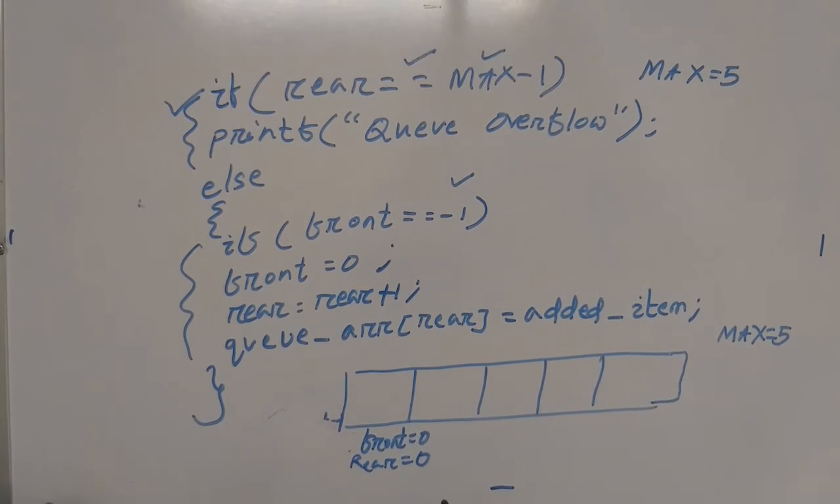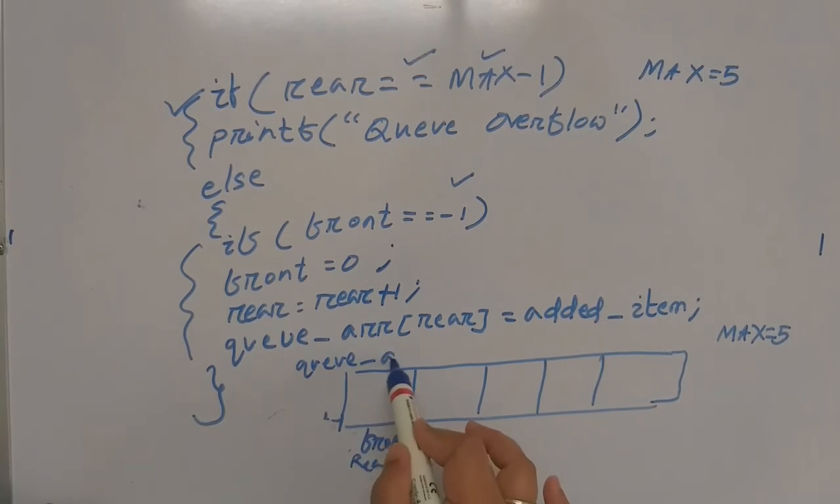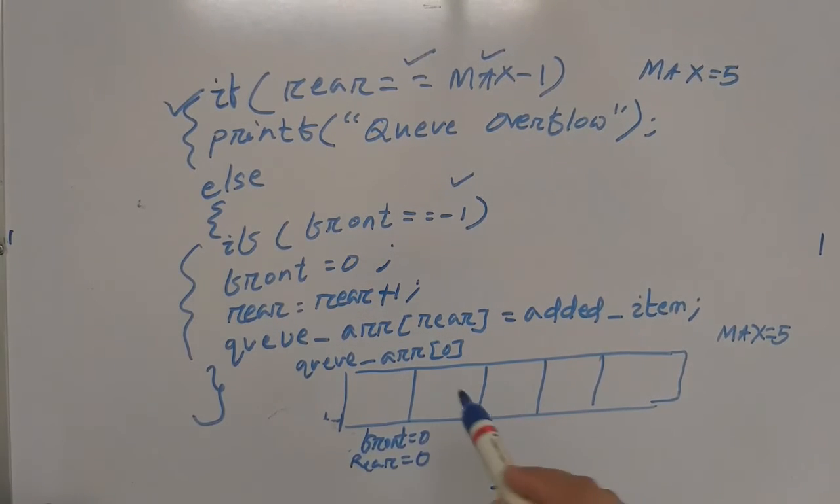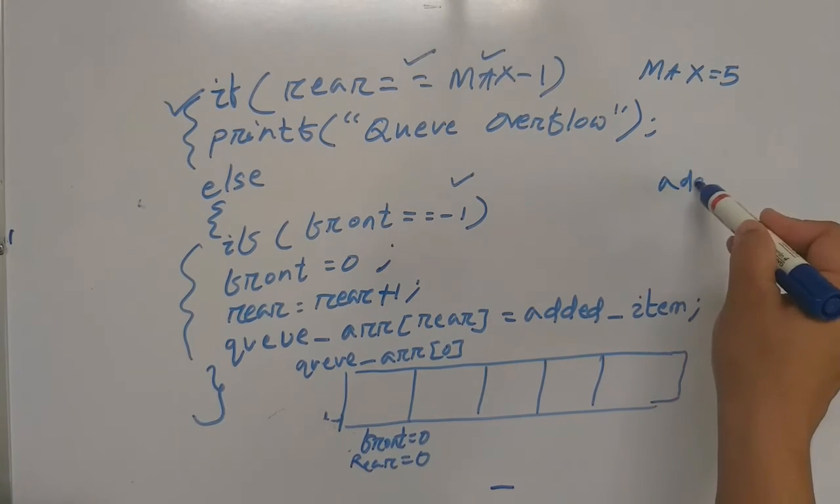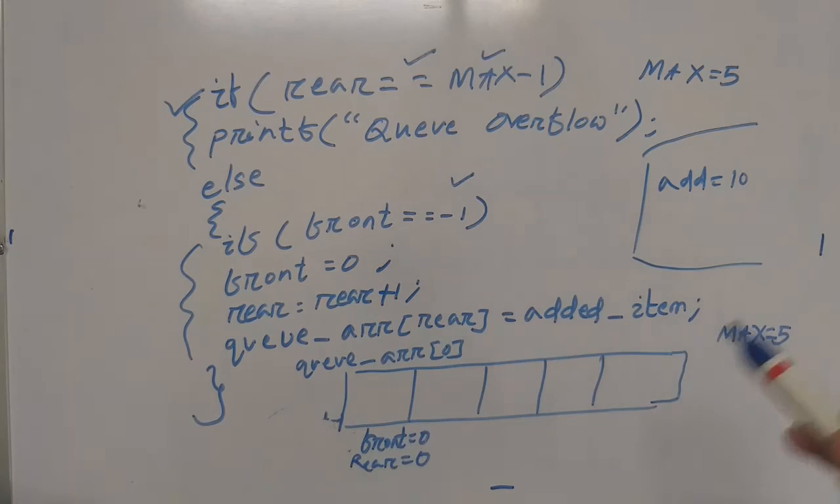Okay, so Q[rear], that means now in the rear position it is 0. So Q is the name of the array. We already wrote that Q is the name of the array. So here in the 0th position we store whatever the added value is. Suppose we add here 10. If this is the added value, we insert here 10.